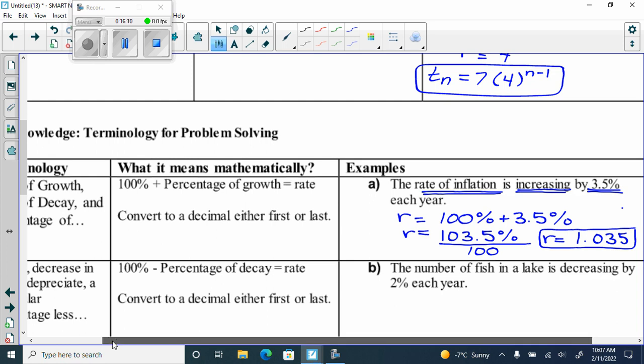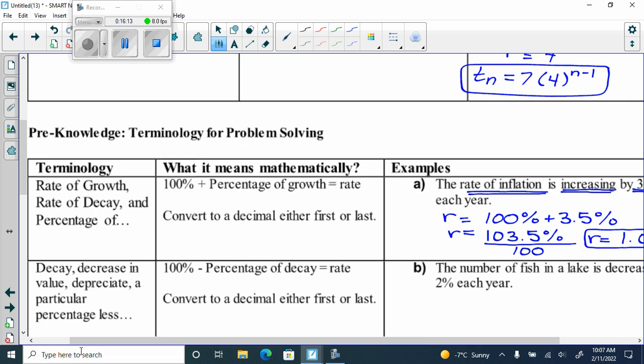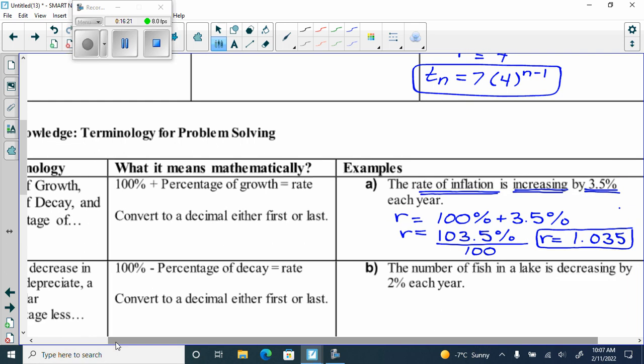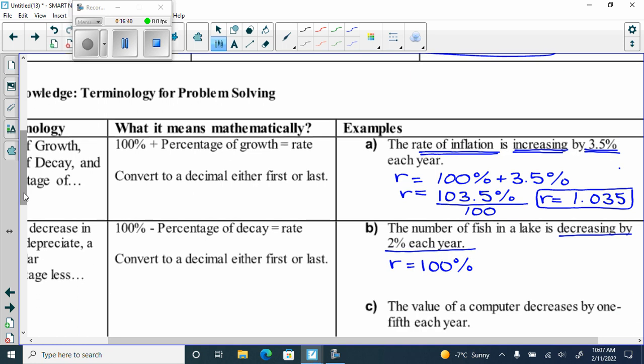So that's one option. This one says decay, decrease in value, depreciate, a particular percentage less. So if I'm going to depreciate or decrease, instead of going 100% plus the percent, I'm just going to go 100% minus the percent. That's it. This one says the number of fish in a lake is decreasing by 2%. So my R is going to be 100% always, but instead of adding 2%, I'm going to subtract 2%. So I'm going to get 98%. But can my R be in percent? No. How do I get rid of the percent sign? Divide by 100. So R equals 0.98.